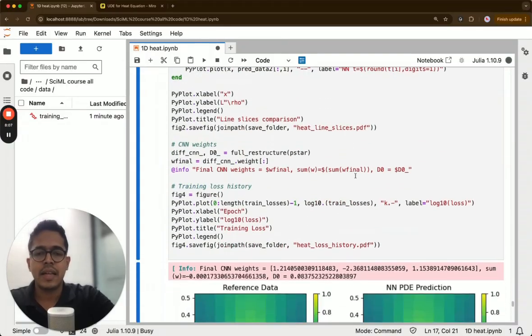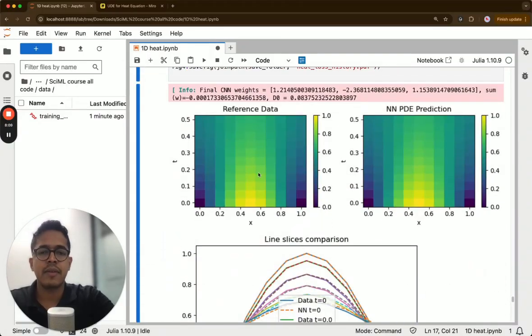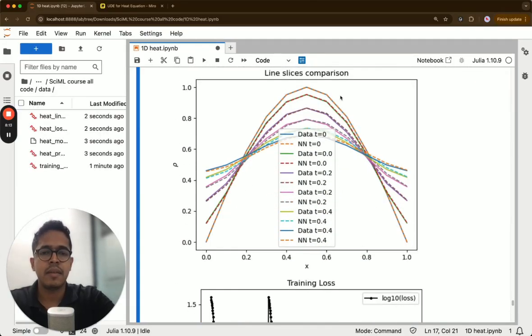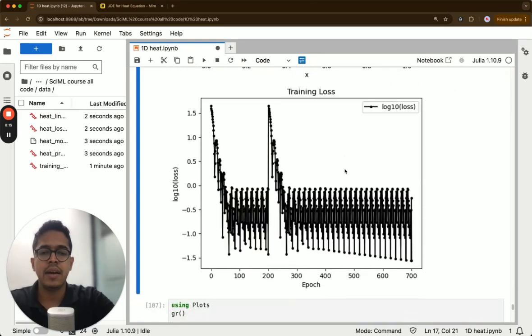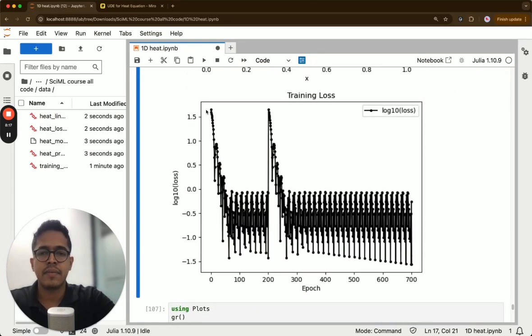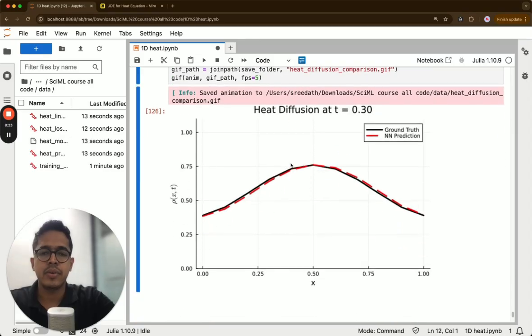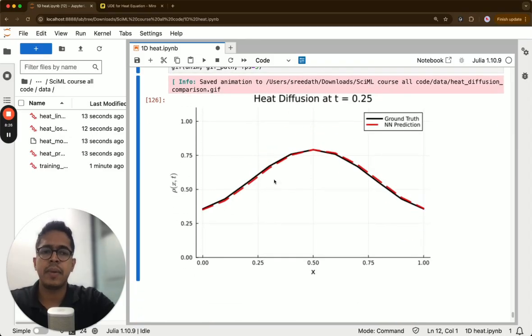But let's anyway plot the graphs. So this is my reference training data. This is my neural network prediction. This is the temperature evolution prediction versus neural network data. And the loss looks like this. It went from 1.5 to minus 1.5 log loss. And if I run the code for diffusion, you see there is pretty good matching actually. The ground truth prediction and neural network prediction are matching.